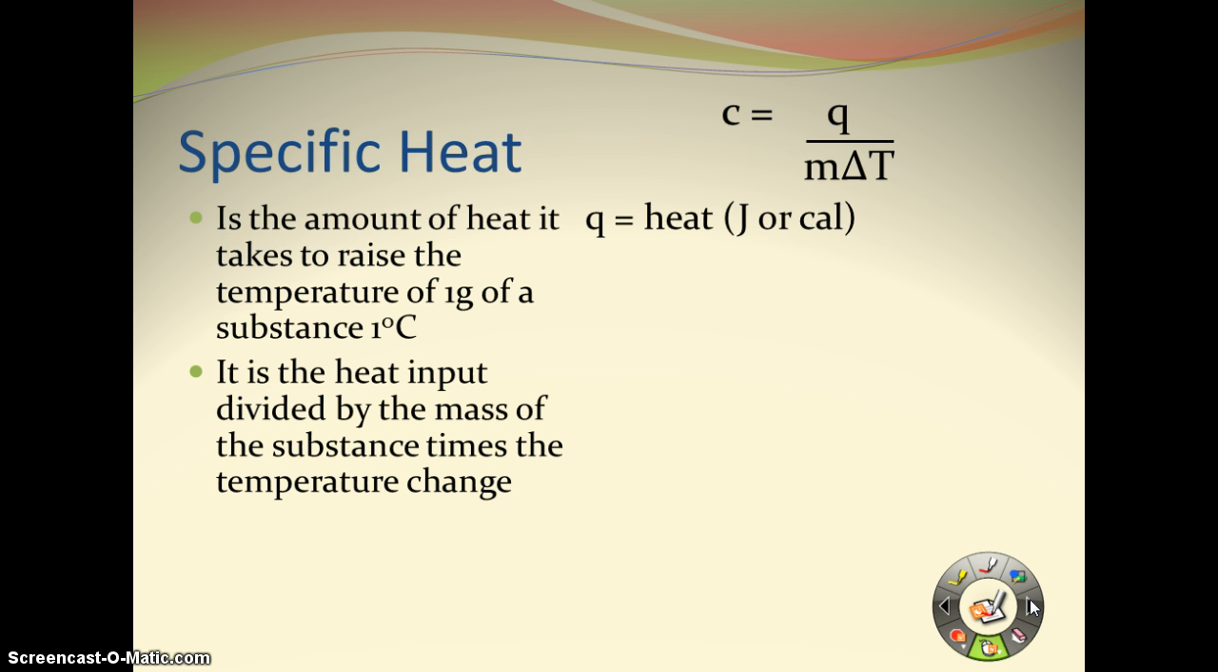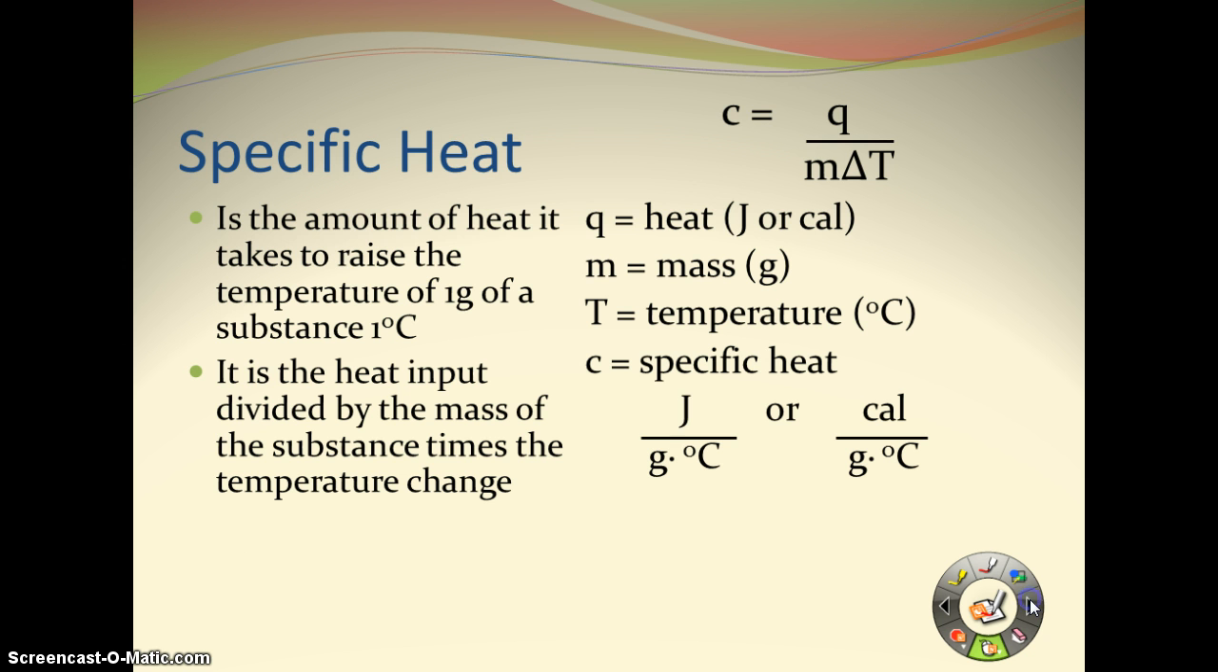So Q is our heat. It's either going to be in joules or calories. M is mass. It needs to be in grams. T is temperature, we can leave it in Celsius for these. And then C, specific heat, is either going to be joule per gram degrees Celsius or calorie per gram degrees Celsius, depending on what your unit for Q is. Your delta T, change in temperature, is going to be the final temperature minus the initial temperature. So you need to keep that in mind in case you're solving for one of these T's. You're going to have to break it up and rearrange to get it by itself.